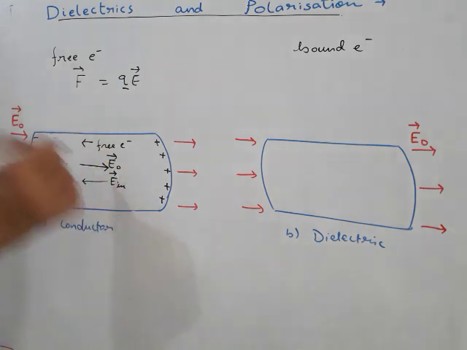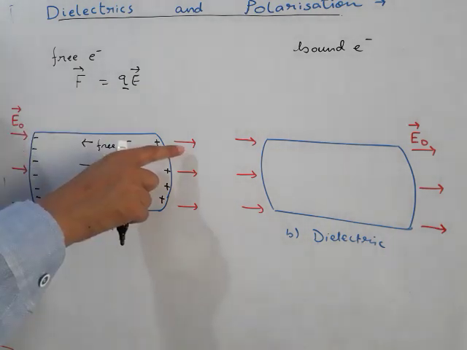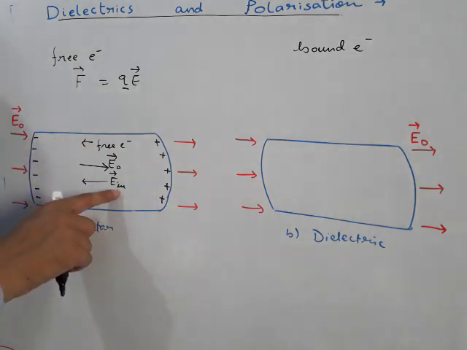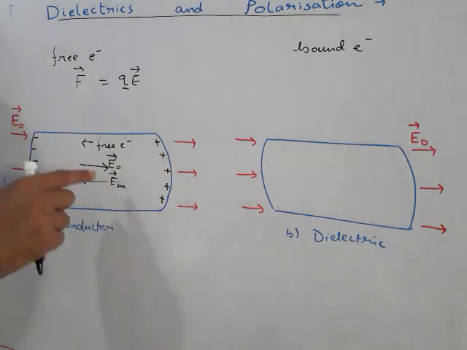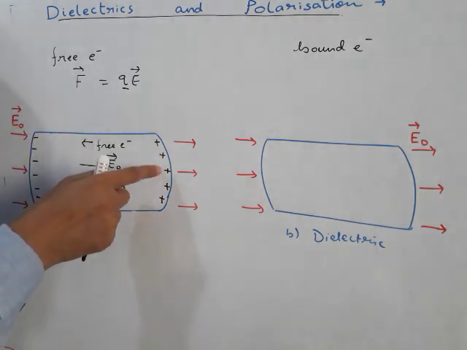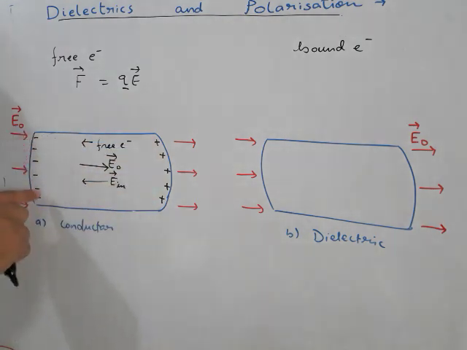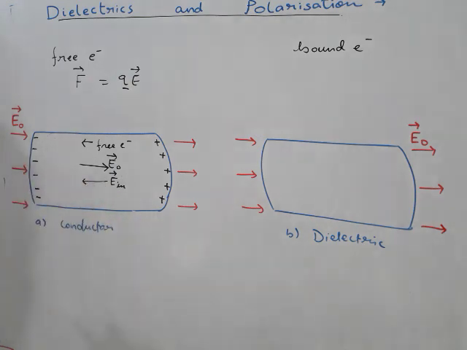So understand the difference between these two fields. E0 is the field which is already present. It is the external field. E in was not present earlier. When we put the conductor in the region of electric field E0, then some of the electrons which are free move from one end to the other, resulting in positive and negative charges at opposite ends as shown. And these induced charges create an electric field which we write as E in.